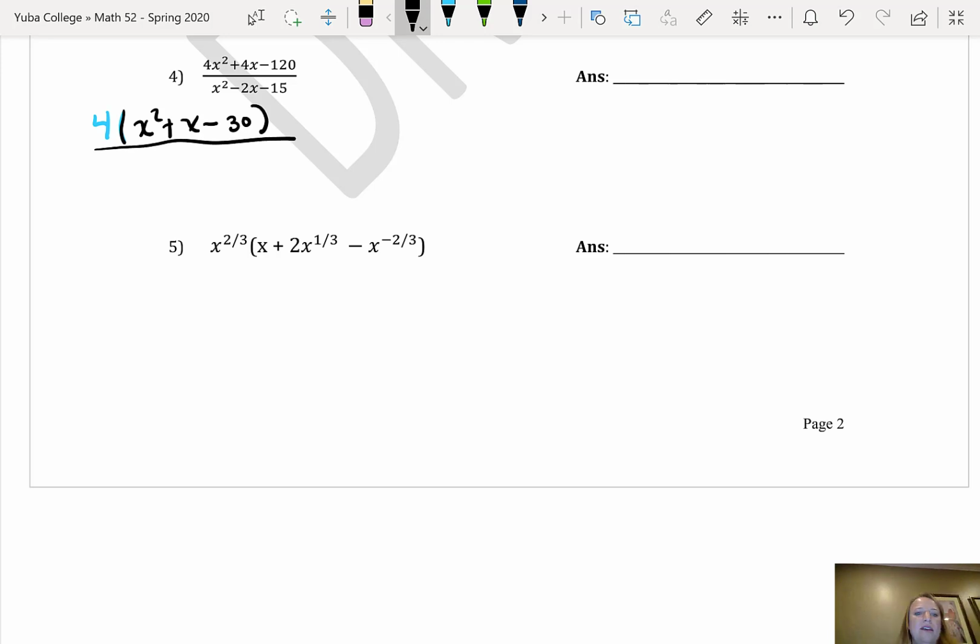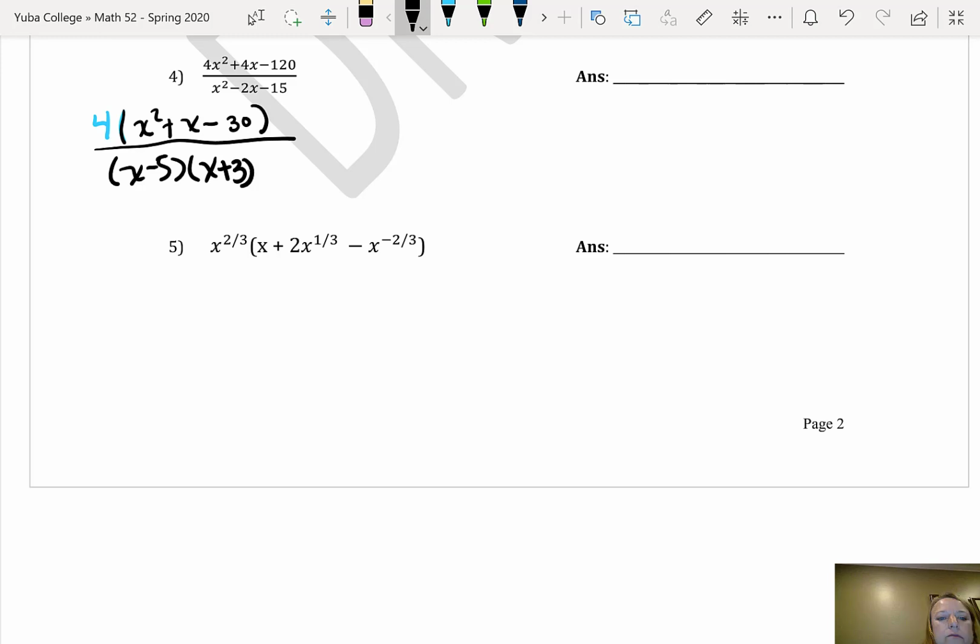So in the denominator, I see that that's a trinomial, so I'm looking for two numbers that multiply to negative 15 and add to negative 2. And so those two numbers would be negative 5 and positive 3. So we can factor that as x minus 5, x plus 3.